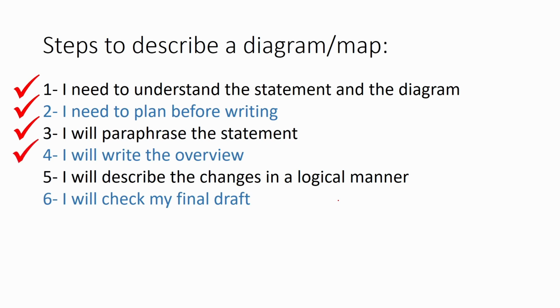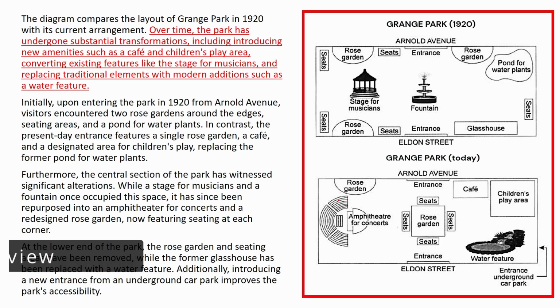Now it's time to write the overview. This is my overview. Over time, the park has undergone substantial transformations. So this is the formal way to say the park has changed a lot. Now, like I said, we need to be more specific and add some of the main changes. Introducing new amenities such as a cafe and children's play area, converting existing features like the stage for musicians, and replacing traditional elements with modern additions such as a water feature. I know it's kind of long, but it's your choice what points to add. These are my choices, but again, there is no fixed rule for that.